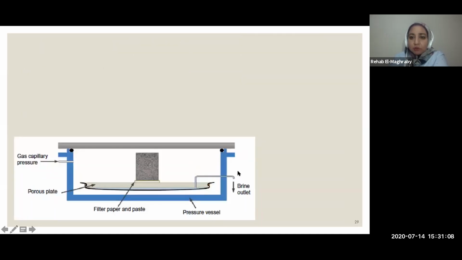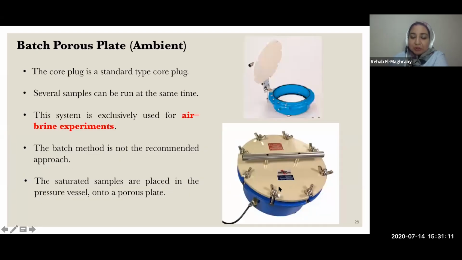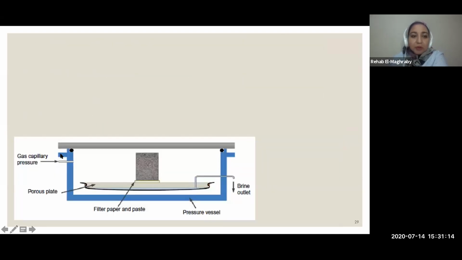So this is the internal of this container, the internal of this patch porous plate. Okay. So the air is injected here. Your core plug is placed here on top of the porous plate. This is only showing one core plug, but you can have up to 8 core plugs. You also have to place filter paper here to make sure there is no loss in the water contact, so the water is advancing from this core to the porous plate in a continuous manner.